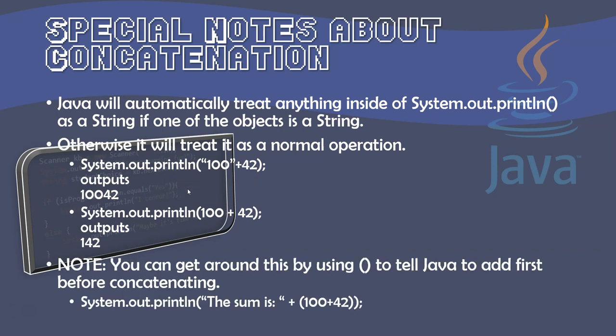Now, we can get around this just a little bit by using extra parentheses to tell Java, hey, I want you to first add numbers before you concatenate them. So, for example, if I System.out.println "the sum is" and I put in parentheses 100 plus 42, we would then get 142 in that sum, because Java is going to see these parentheses and say, hey, according to precedence rules, according to order of operations, I need to first do these parentheses before I do this joining, this plus operator here.